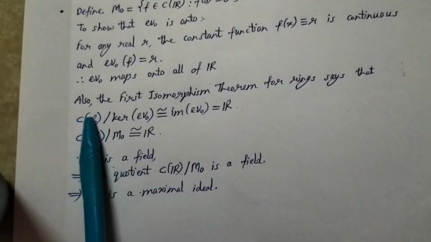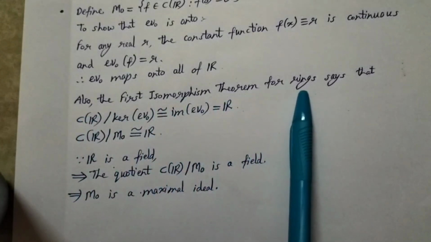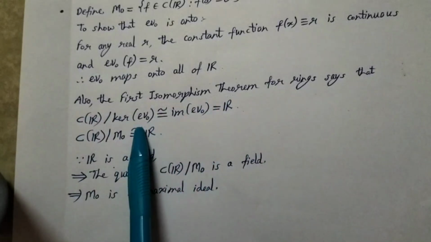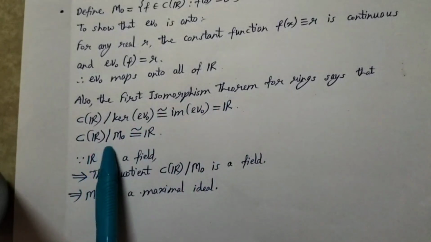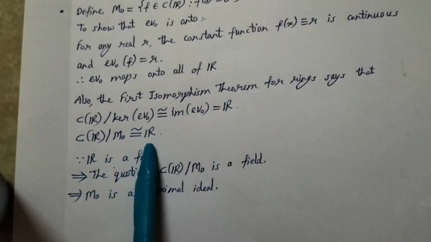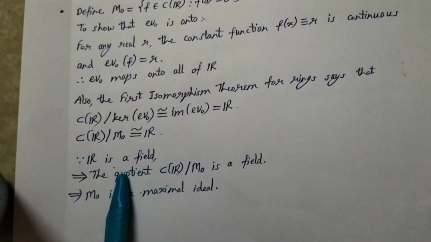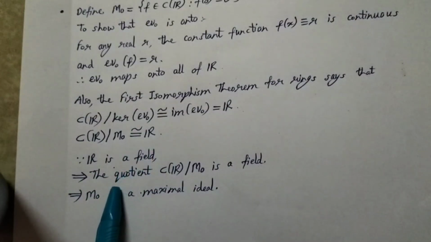So, by applying the first isomorphism theorem for rings, we get C of R modulo M naught is isomorphic to R. Now we can conclude that since R is a field, the quotient is a field, which means M naught is a maximal ideal. So we have proved the first part.